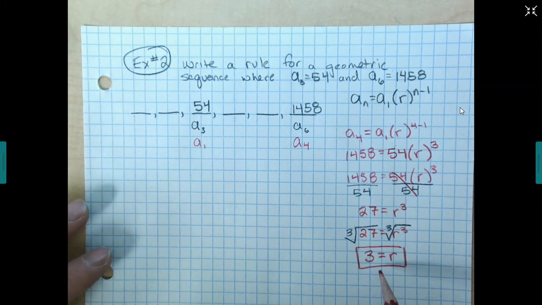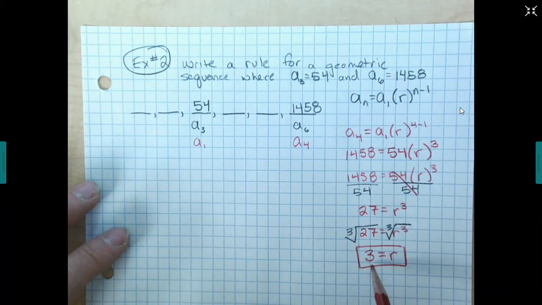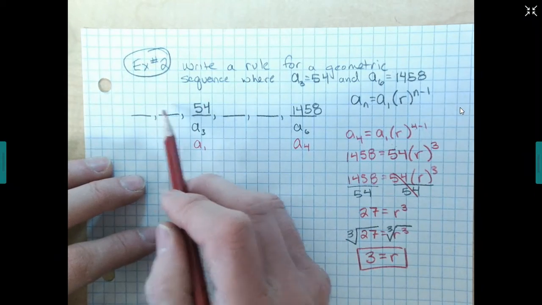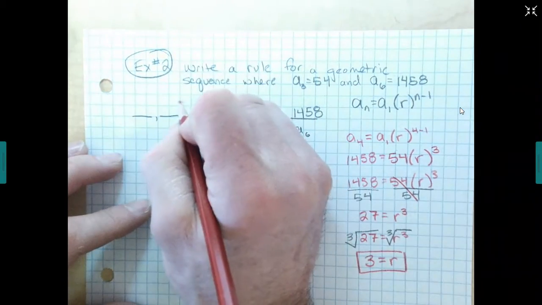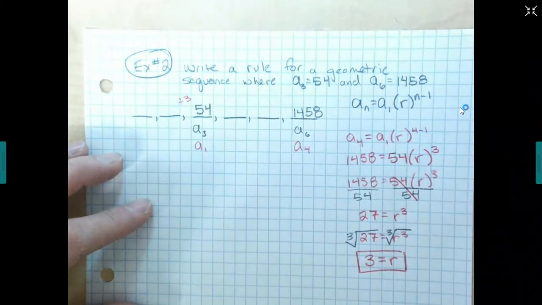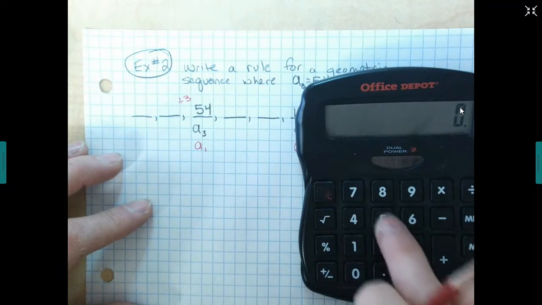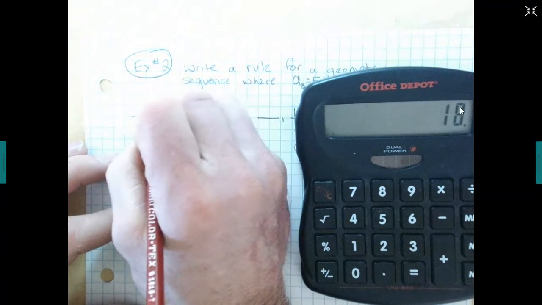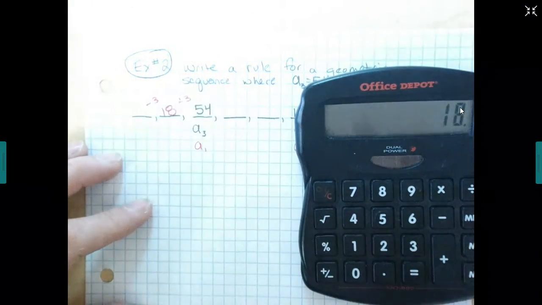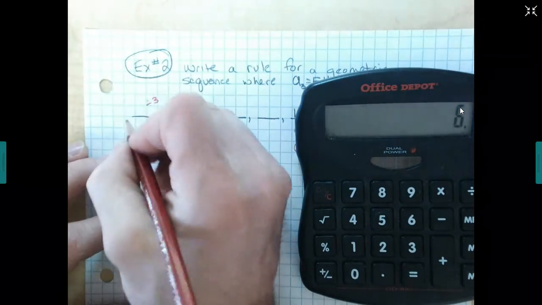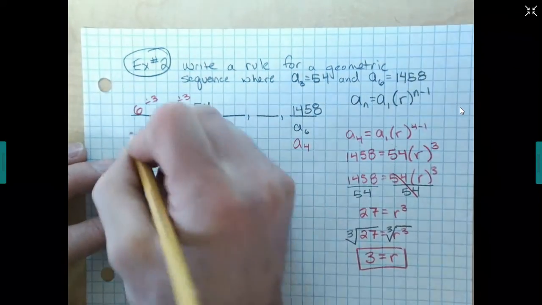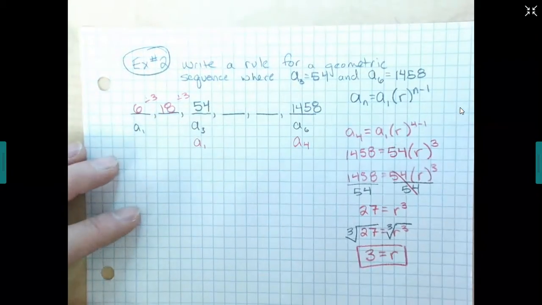So now I'm going to go up here, and don't forget this is our rate for geometric sequences, multiplied by. If I go this way, I'm multiplying. If I go this way, I'm dividing. So 54 divided by 3 is 18. 18 divided by 3 is 6. So now I have my real a_1.